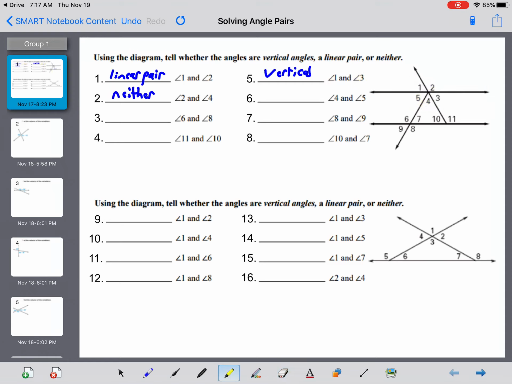Okay. Angle 4 and angle 5. Well, here's 4 and here's 5, and this is the angle they create. Well, I don't see a bow tie there or a straight line, so that's neither. Angle 6 and angle 8. 6 and 8 are right here, formed by two straight lines crossing each other, making that bow tie effect, so those are vertical angles.